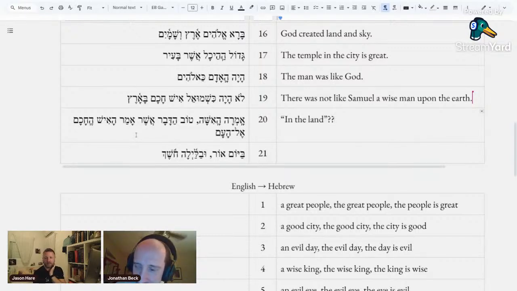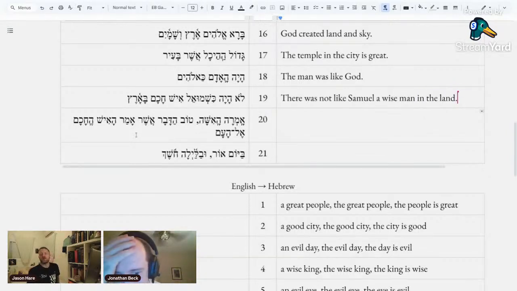On the earth or in the land? In the land, or you could say on the earth or in the land. So, in the land. Laish, you could say there was not a man, or you could say there was no man. Put it into good English. There was no man as wise as Samuel in the land. I'm just sticking with the literal word order, but you can change it if it bothers you.